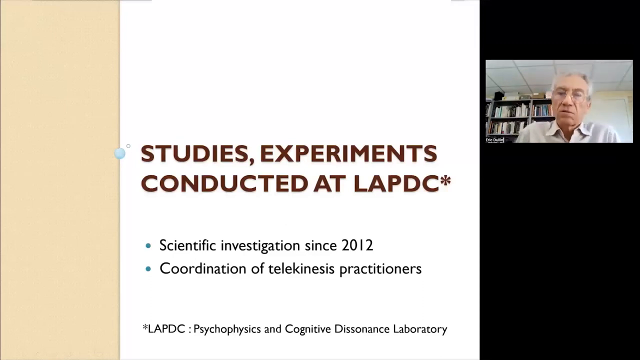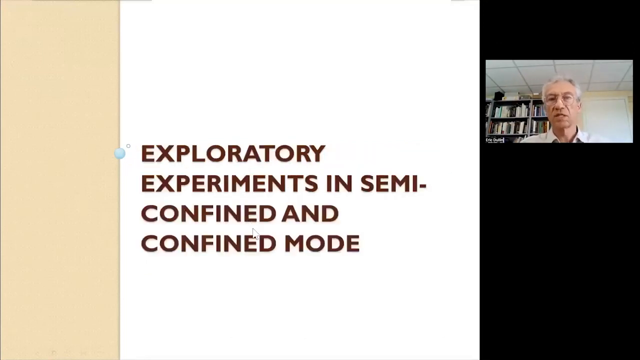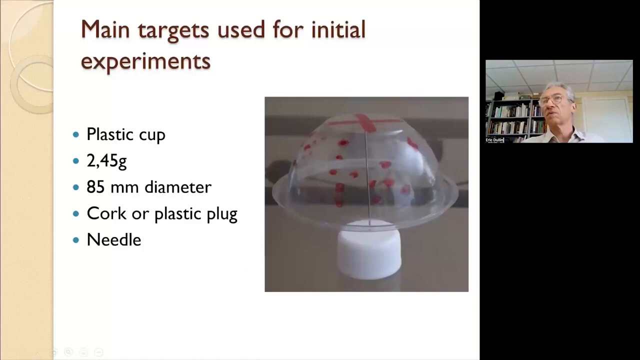So let's come back to what we've done at the LPDC since 2012 with a coordination of telekinesis practitioners. First, some exploratory experiments in the two modes, semi-confined and confined. Our main target for this experiment is a plastic cup of 2.4 grams. So it's bigger than the small folded aluminium paper, which weighs a tenth of a gram. It's very easy to have; you can find one in a retail shop. And you could use a cork with a needle if you want. And that's it.